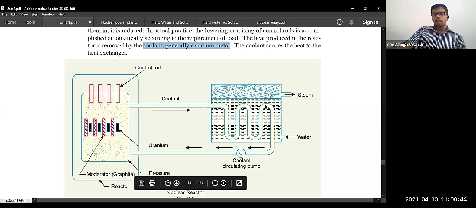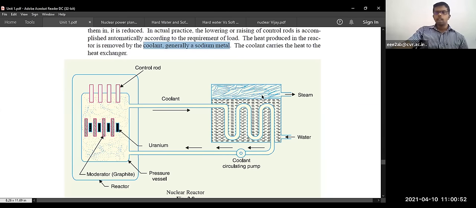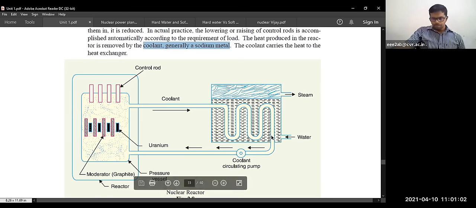Surrounding this, it is surrounded by water. So water will get heated up like anything. Superheated steam will be generated and it is being given to the turbine. So after that, this coolant is again taken to the coolant circulating pump. Again, it is being transferred to this part.